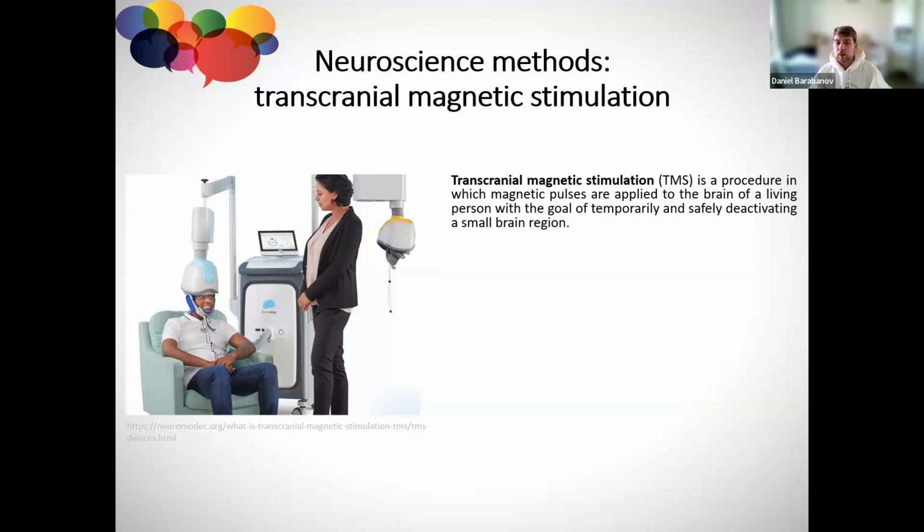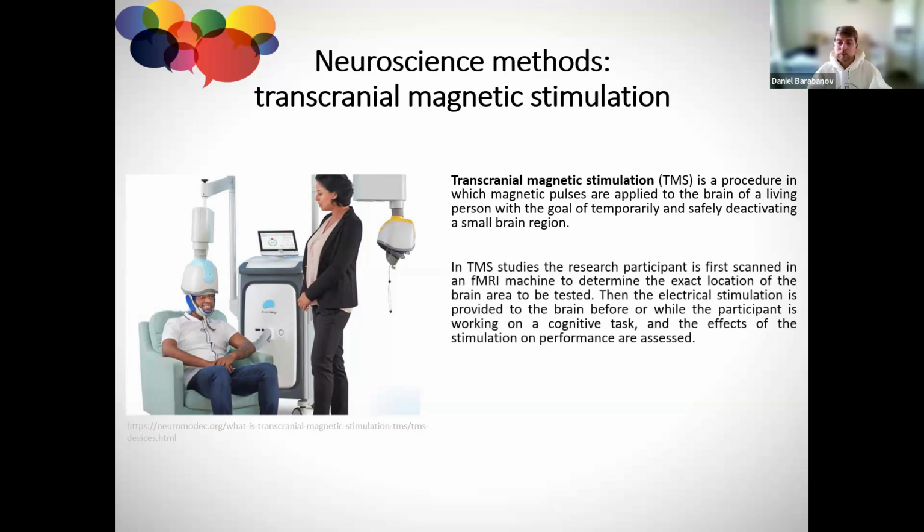So the idea here is that a magnetic impulse is applied to the brain of a living person to deactivate a small brain region. So this small brain region stops working for a small period of time. And again, the participant is usually presented with a certain type of task in this situation. And if this brain area is deactivated, we can measure the performance of this participant.